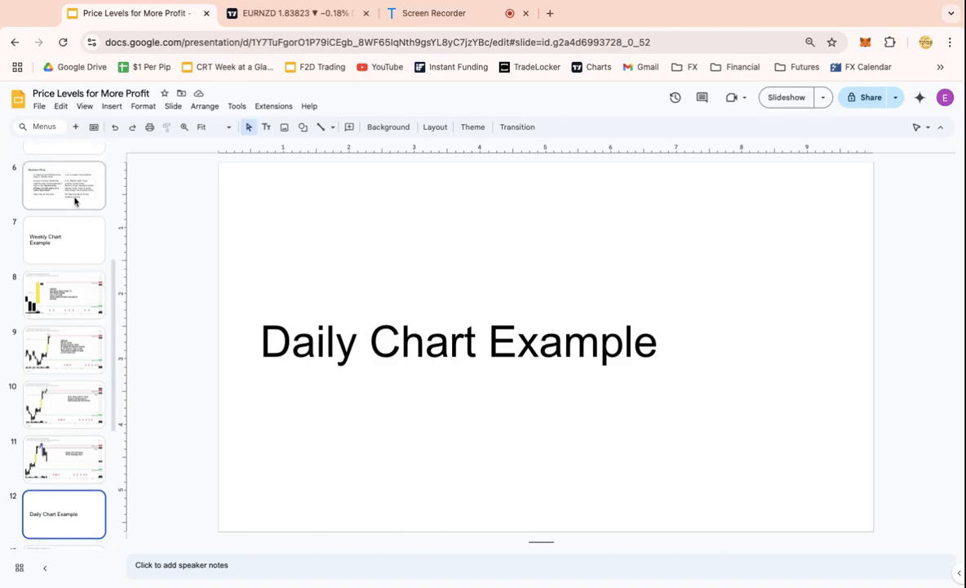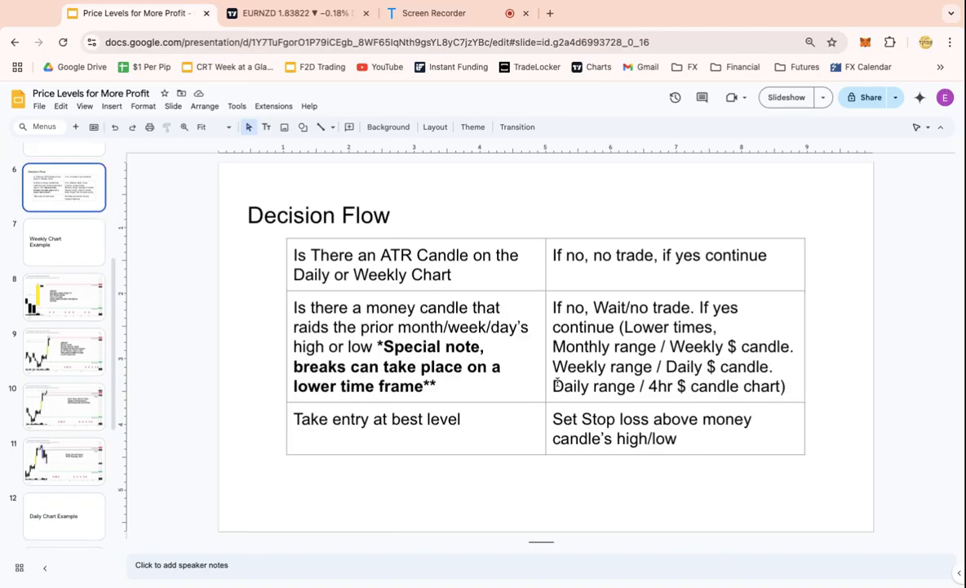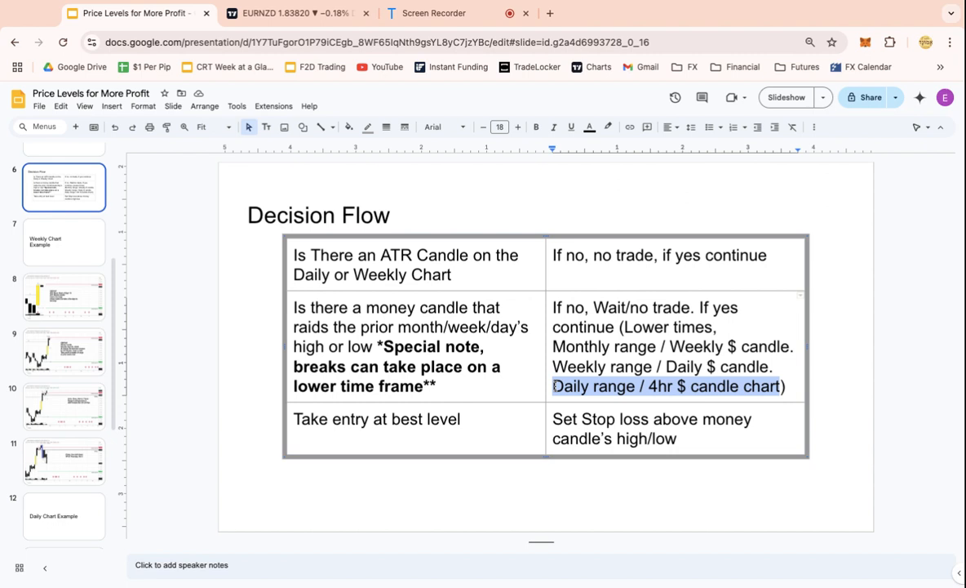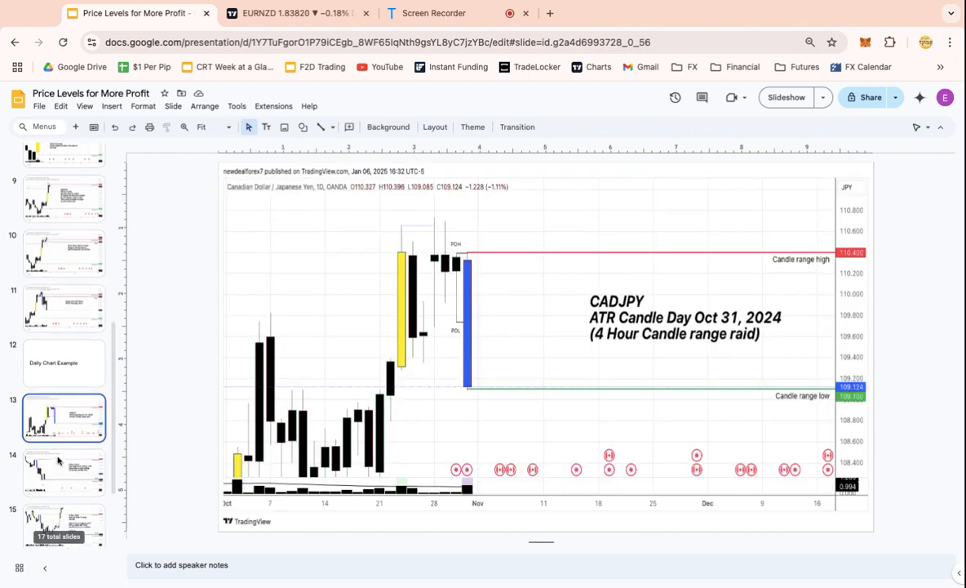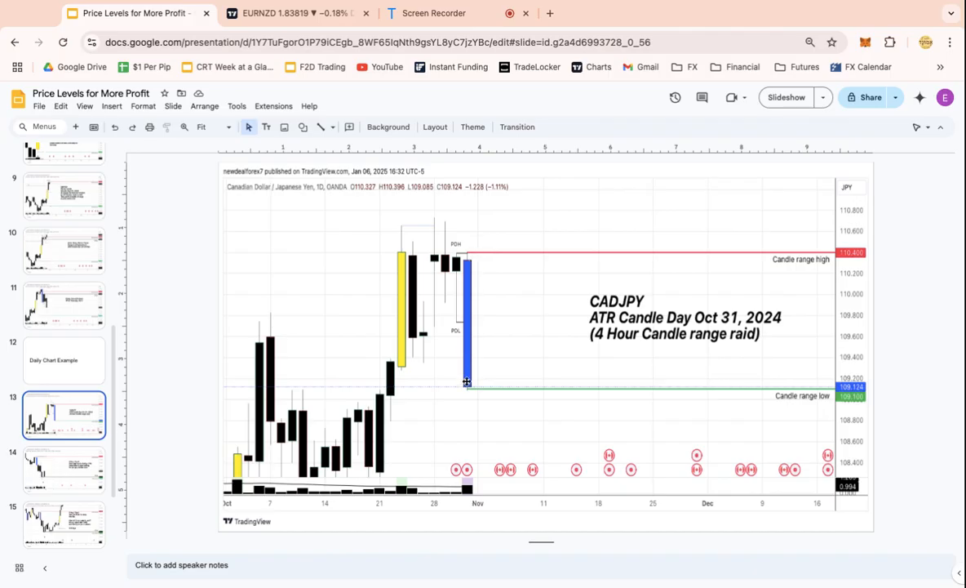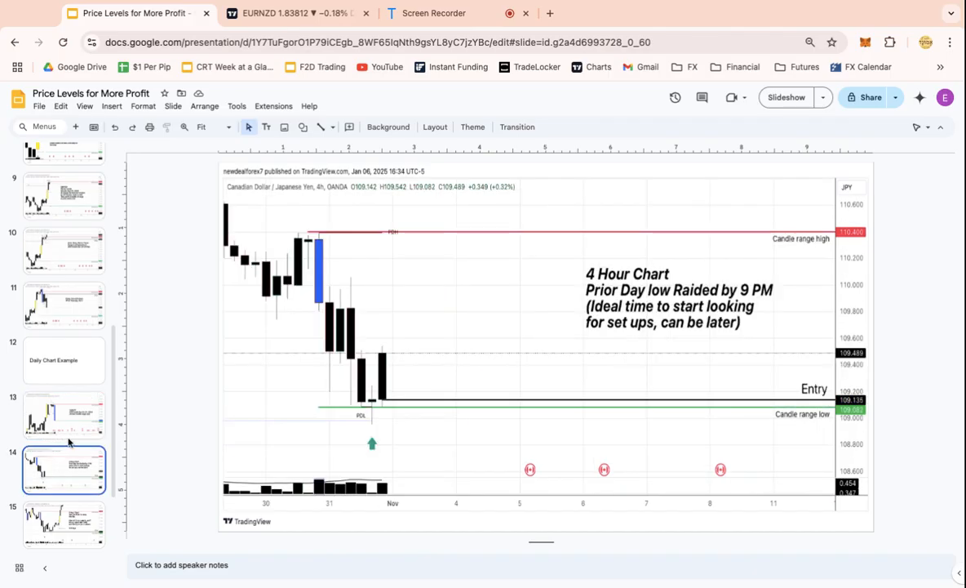Remember, for daily charts, if we go back to our decision flow, if you're looking at a daily range, your money candle should be on the 4-hour chart. All right, so let's remember that. So if we start with our daily range, this blue candle here is our range. So we're looking to go long. Once we find our money candle on the 4-hour chart, when we drop down to a 4-hour chart, here is that right here. There's the money candle, below the range, close back inside of it. Entry could be on the open of this next candle.